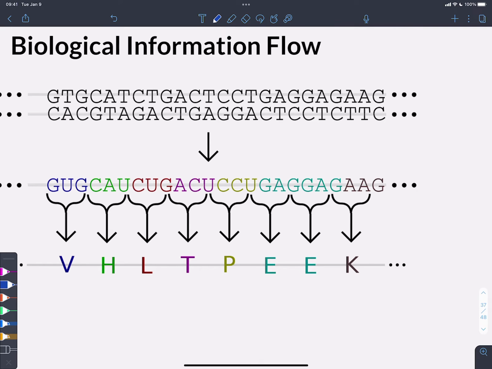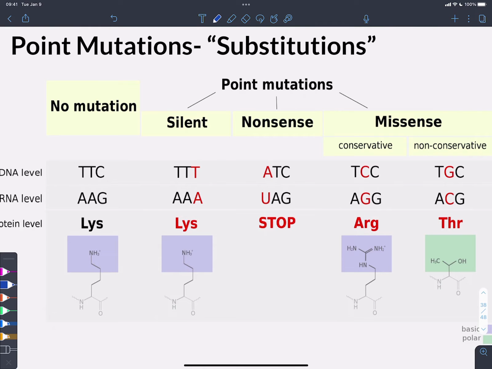We'll start with mutations. But in order to understand mutations, we should go back and once more look at this idea of biological information flow and how it works. We start with the information in DNA, which is transcribed into the information in RNA. And then that information in RNA is translated into protein. And so it may be clear to you how changes at the DNA level can lead to changes in protein structure. If we change bases in the DNA, that's going to affect the sequence of the RNA, which is in turn going to affect the structure of the protein. These are what we call mutations.